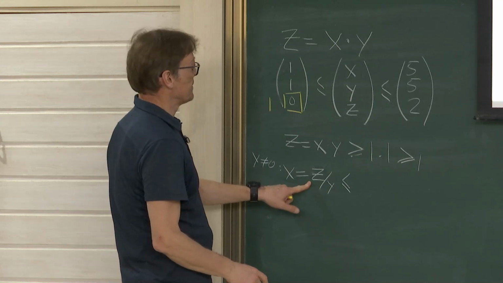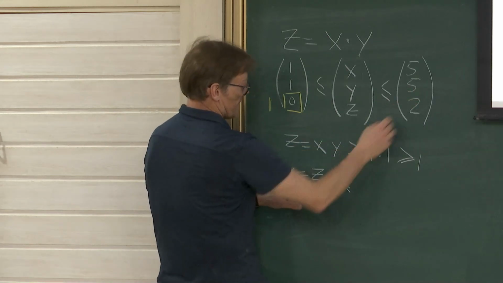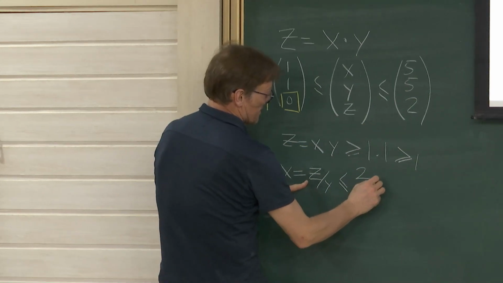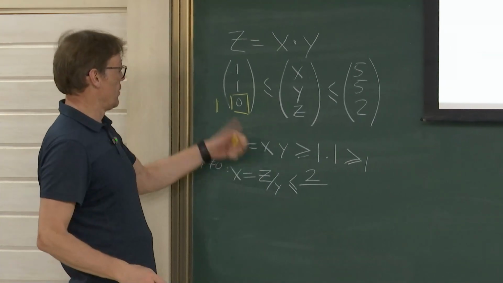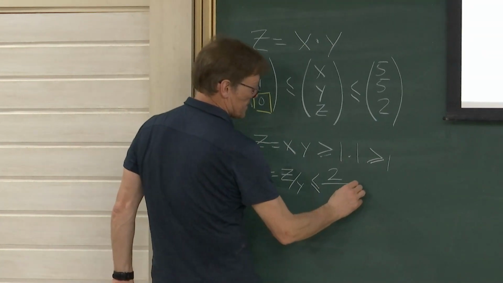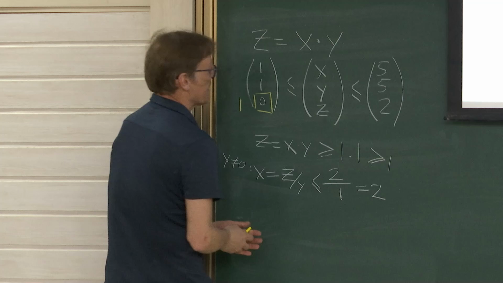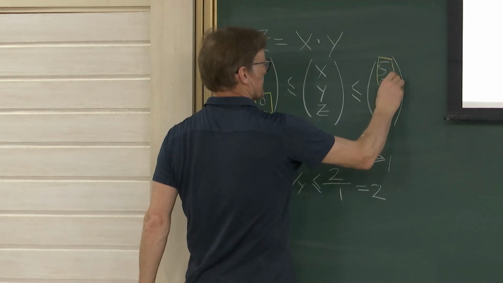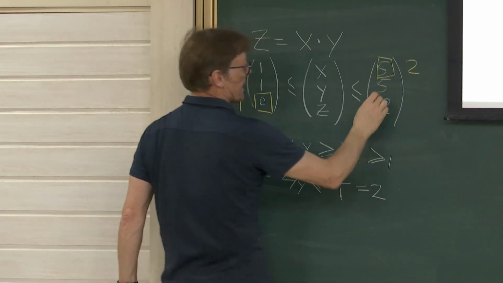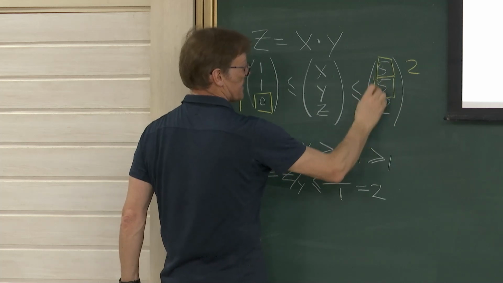an upper bound on z, which is 2. And I take a lower bound on y, which is 1. So this is 2. So I replace this guy here by a 2. And I can do the same for this guy here.